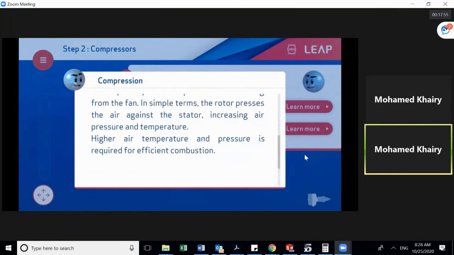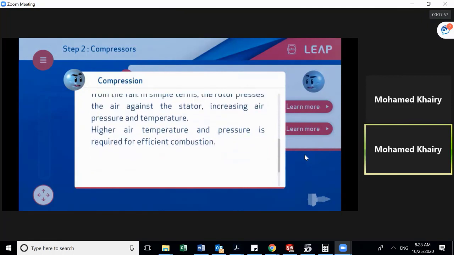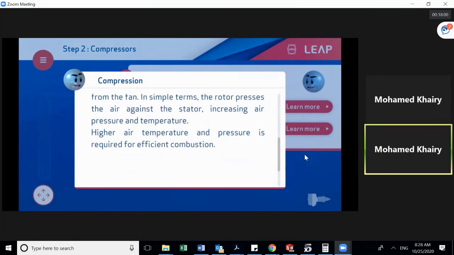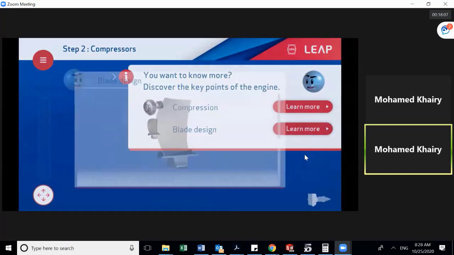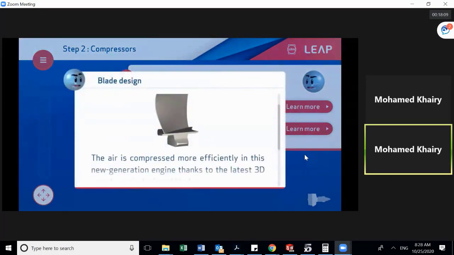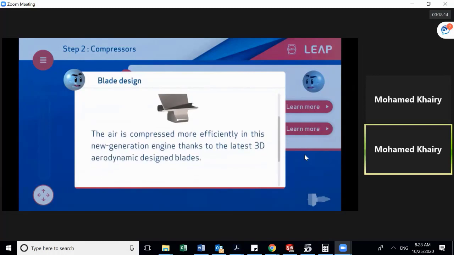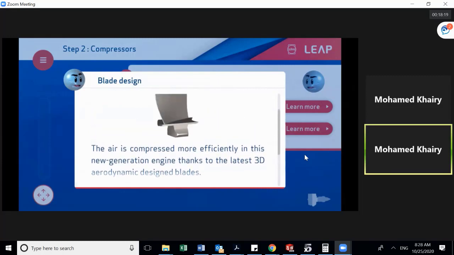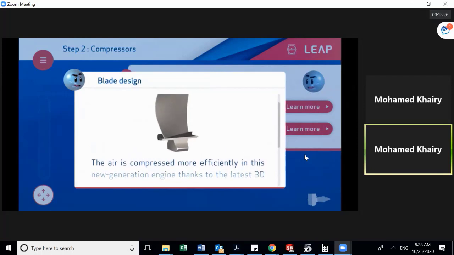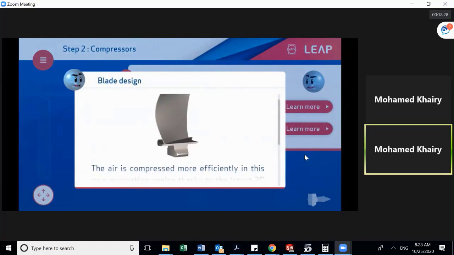Higher air temperature and pressure is required for efficient combustion. So why do we need to increase the air pressure and temperature? To have efficient combustion. Okay? And also there is the blade design. You can see here the air is compressed more efficiently in this new generation engine thanks to the latest 3D aerodynamic designed blade. So if you want to increase the efficiency of the compressed air, they have designed a very efficient 3D blade.